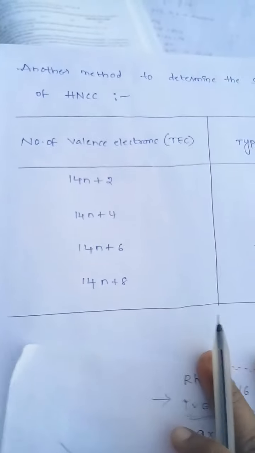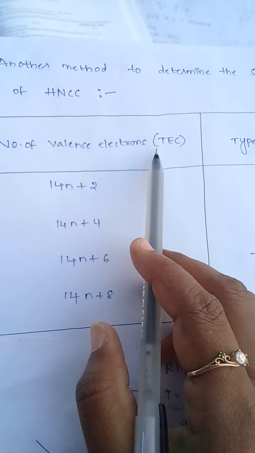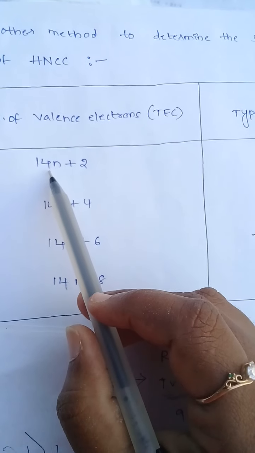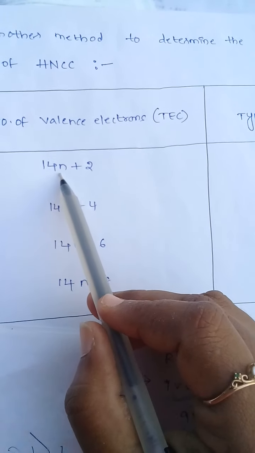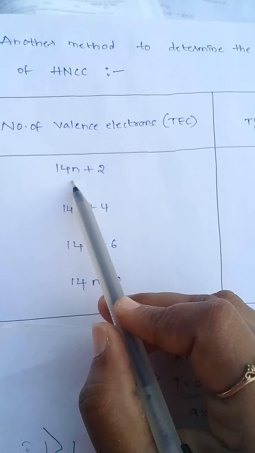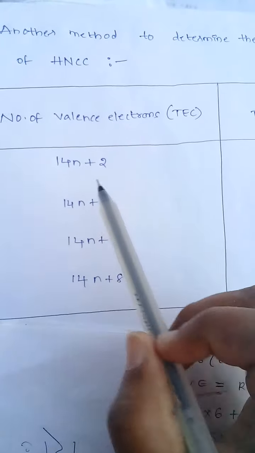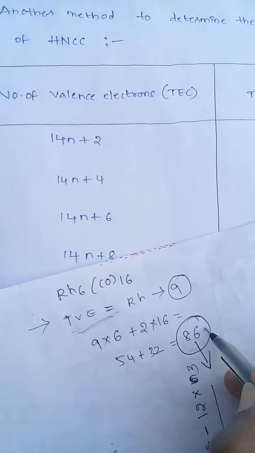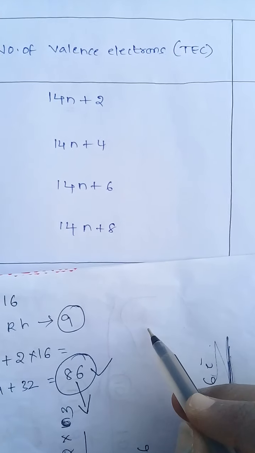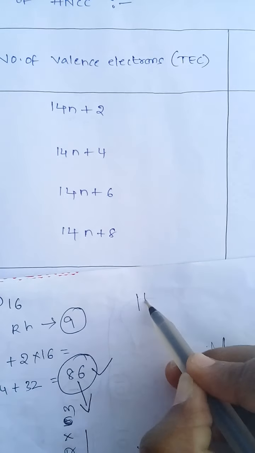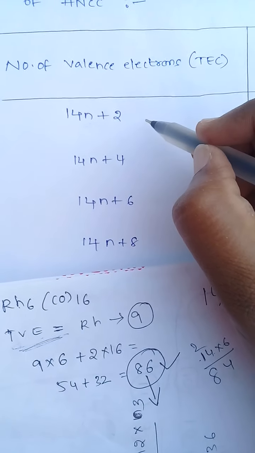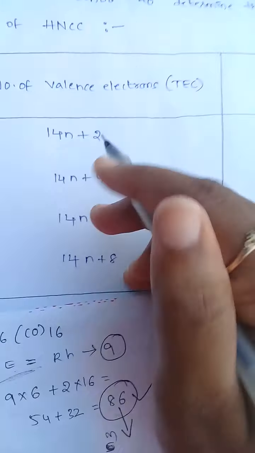So this is the another method: number of valence electrons and type of cluster. In the n place what we have to substitute means metal atoms. n equal to number of metal atoms. See here, to get 86 what we have to substitute, 14. Let's check what the structure type of cluster is.